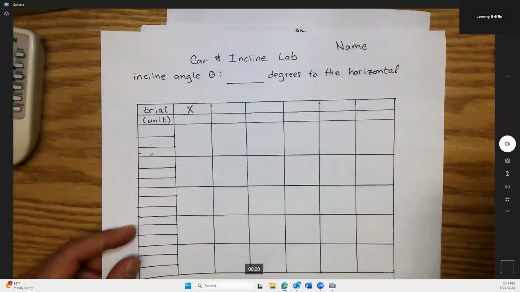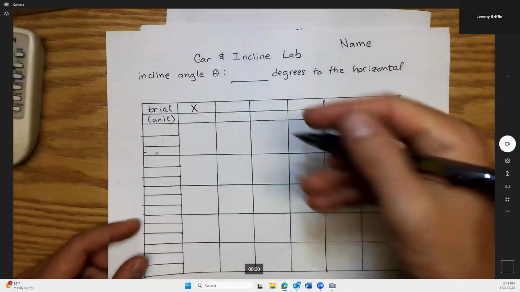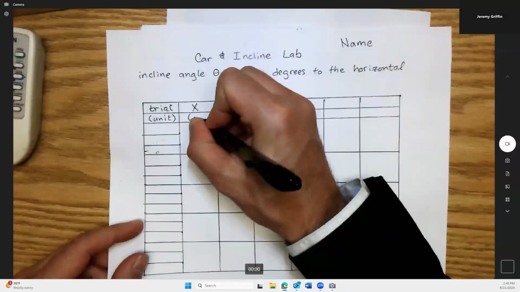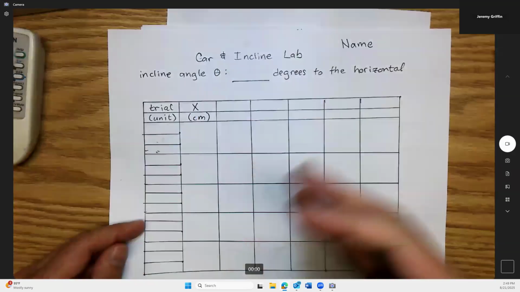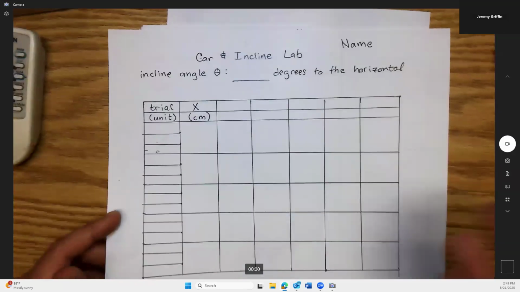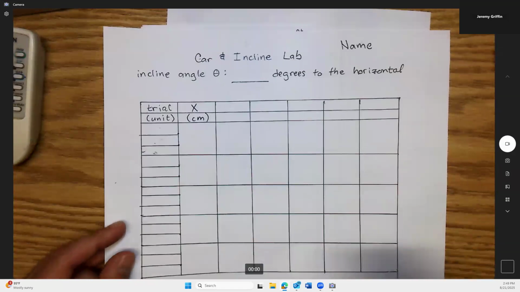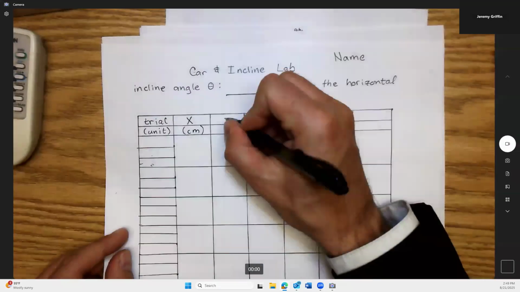Meters works, centimeters works. Pick your favorite. Either choose meters or centimeters, and it doesn't matter which one, just as long as you're consistent all the way down. And did I also say how much time?